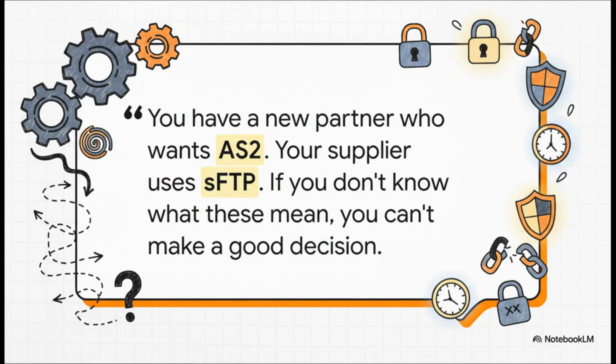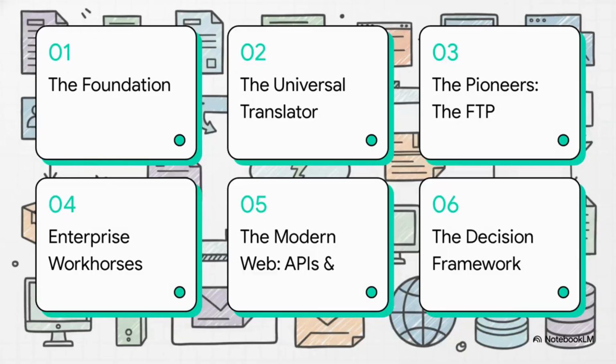And this really hits the nail on the head. You see, each protocol is a different tool for a different job. And if you choose the wrong one, or you can't support the one your partner needs, you could be looking at failed transactions, compliance fines, or even critical security vulnerabilities. Nobody wants that. So, here's our game plan.